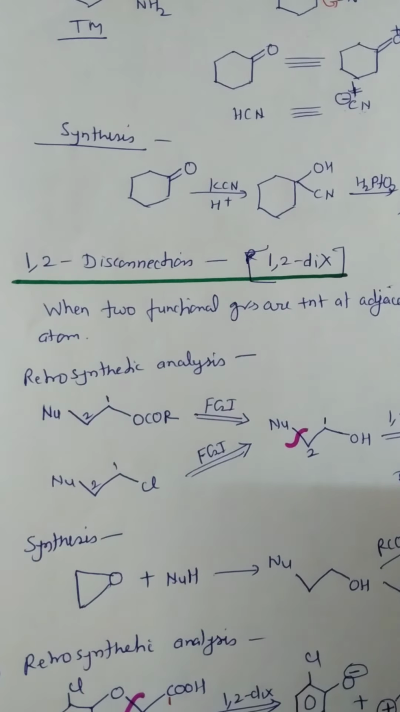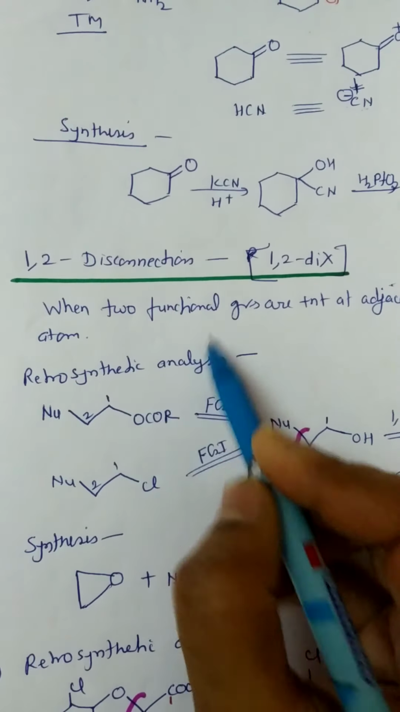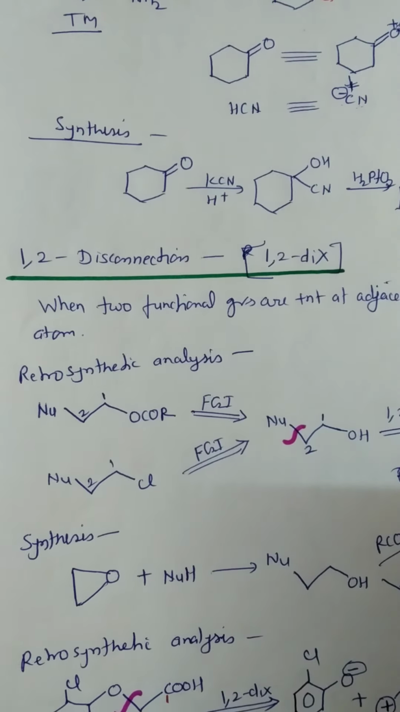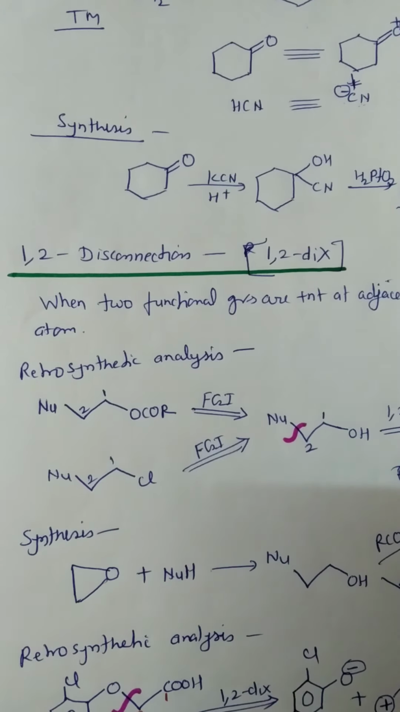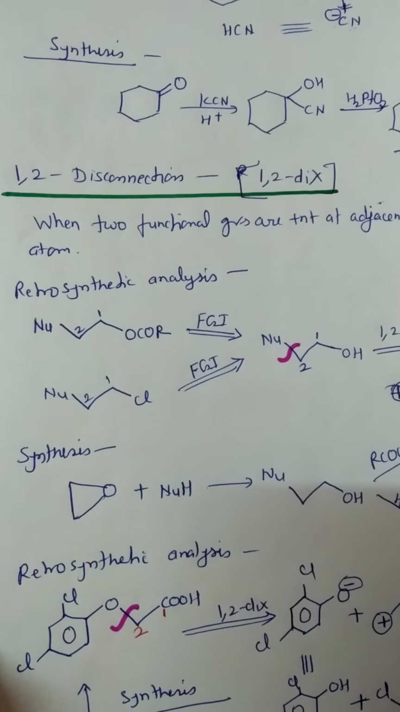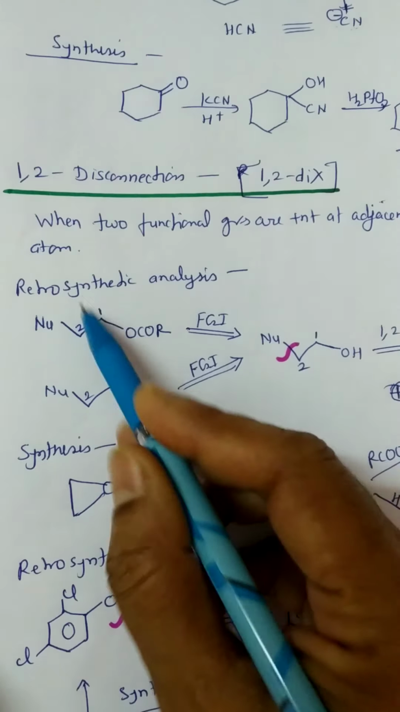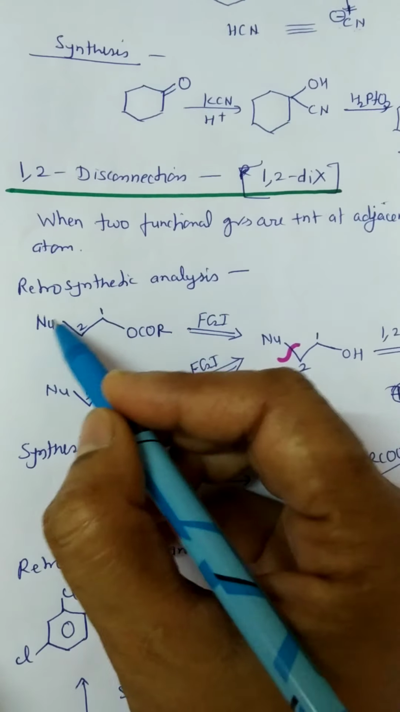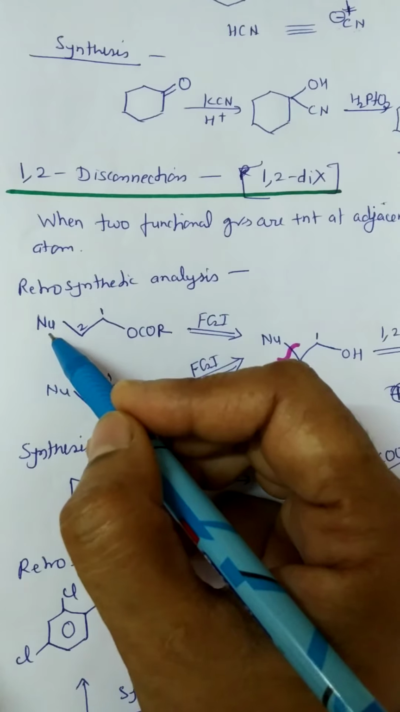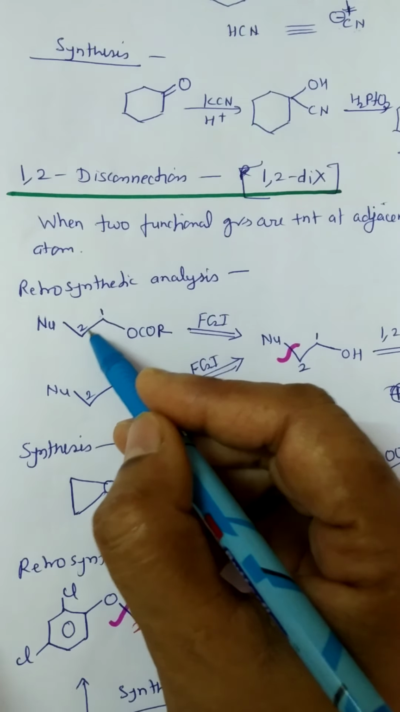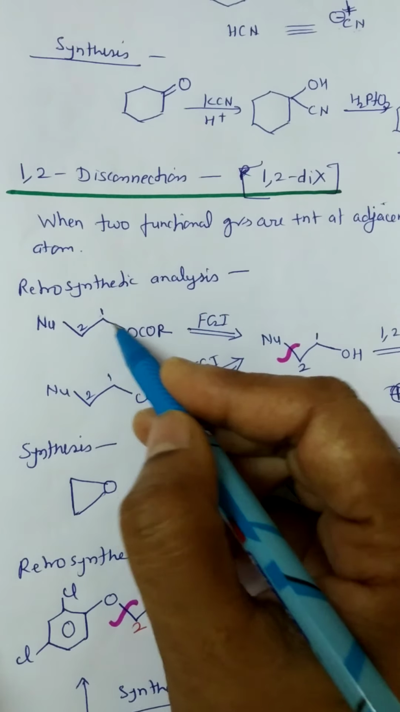The 1,2 disconnection, we write 1,2 diex. When two functional groups are present at adjacent carbon atoms, then we call it 1,2 disconnection. For example, retrosynthetic analysis of this type of compound: here one functional group is OCOR and the second functional group is an N-nucleophile, and they are present at position 1 and 2, therefore we call it 1,2 disconnection.